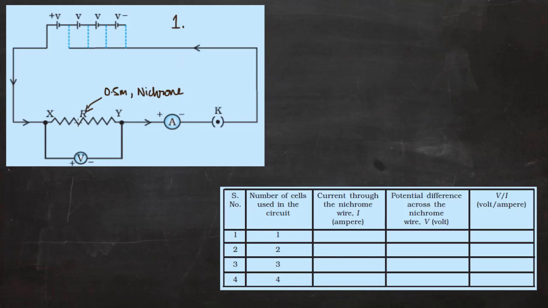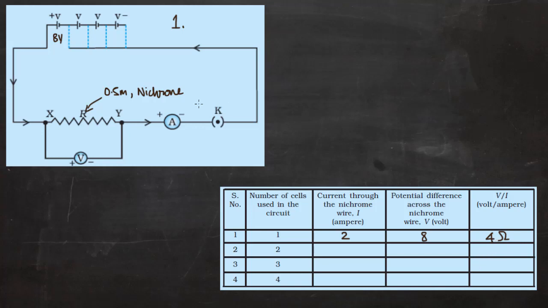So what are we going to do? We're going to first place one cell in the circuit, introduce the plug into the plug key and then measure what is the reading on my voltmeter and the reading on the ammeter. Let's say that the ammeter reading was 2 ampere while the voltmeter reading was 8 volt. That is, this battery has a potential difference of 8 volt. So, if I take the ratio of V by I, what I get is 4 ohm.